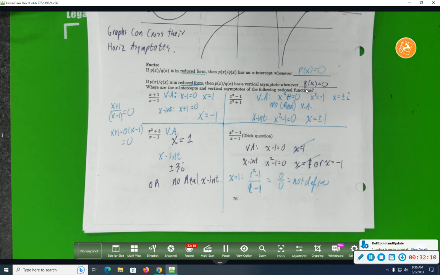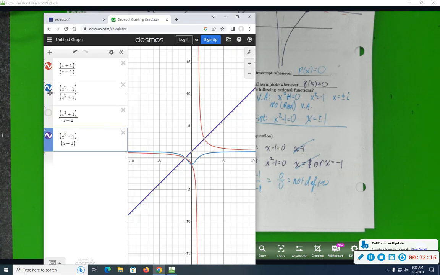Let's see that looking at the graph. Let's graph that function, and we'll see if we make any observations. So here are the graphs of each of them. In particular, there's the graph of x squared minus 1 over x minus 1. What does that graph look like? It looks like a slant asymptote, but more than that, it looks like just a straight line, right? So I think this thing simplifies.